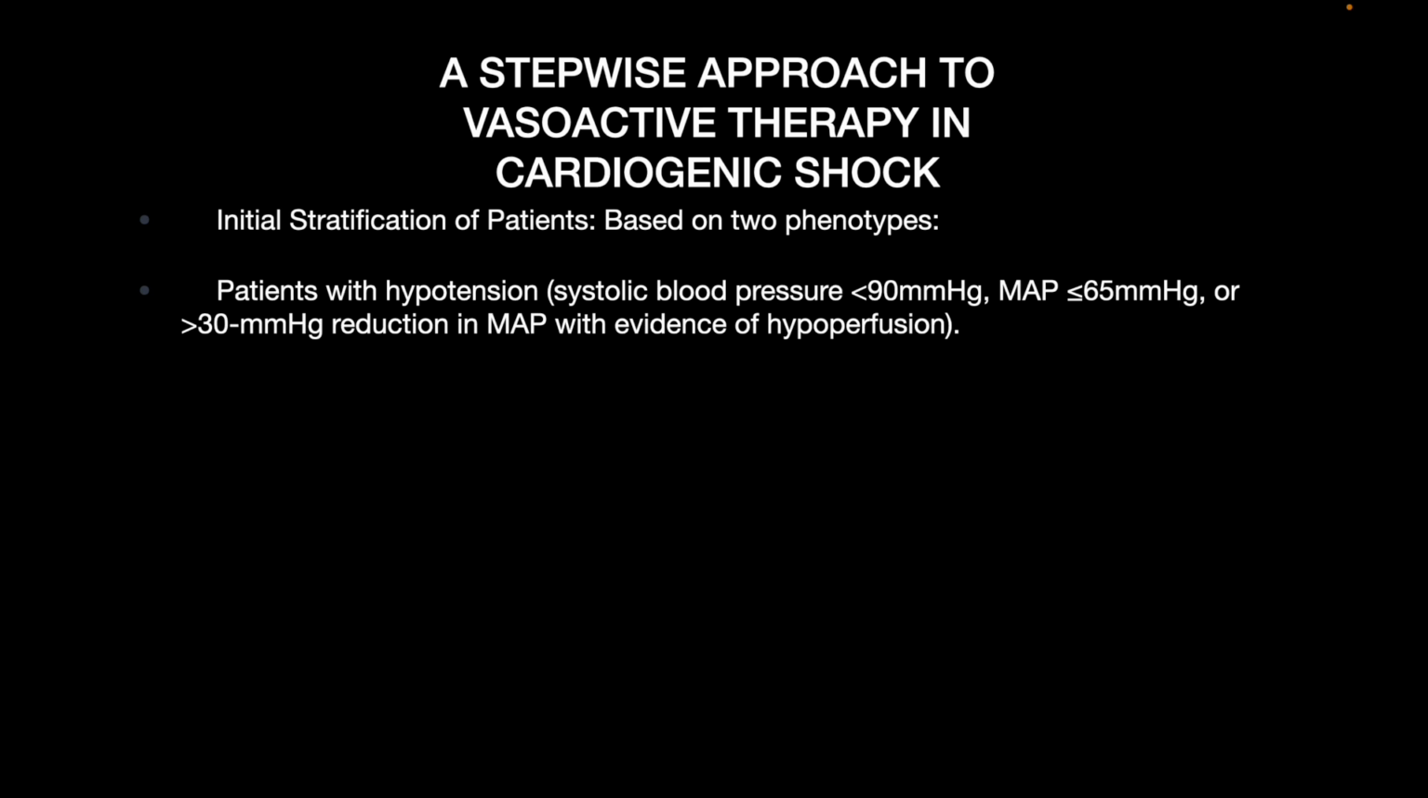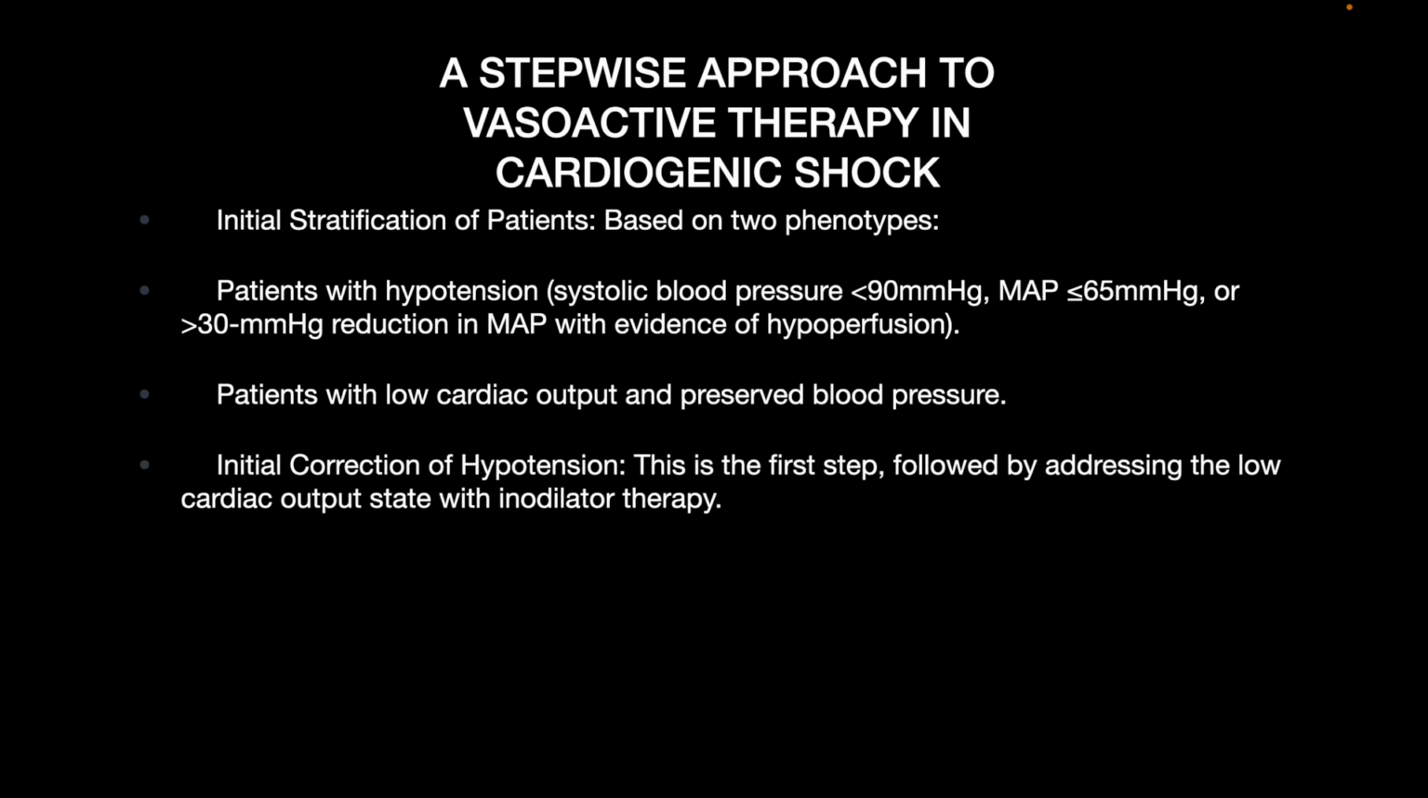My patient is having hypotension, that is a systolic BP less than 90 or MAP less than 65, or more than 30 reduction in MAP with evidence of hypoperfusion. Then the patient is low cardiac output and preserved blood pressure, that is the second group. Now, initially correct the hypotension. This is the first step, followed by addressing the low cardiac output state with inodilator therapy.